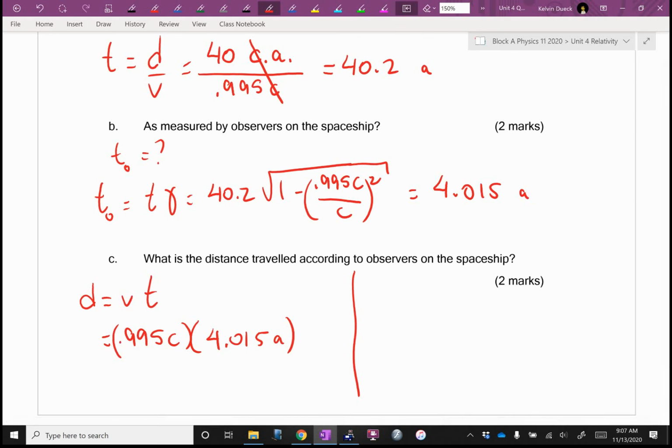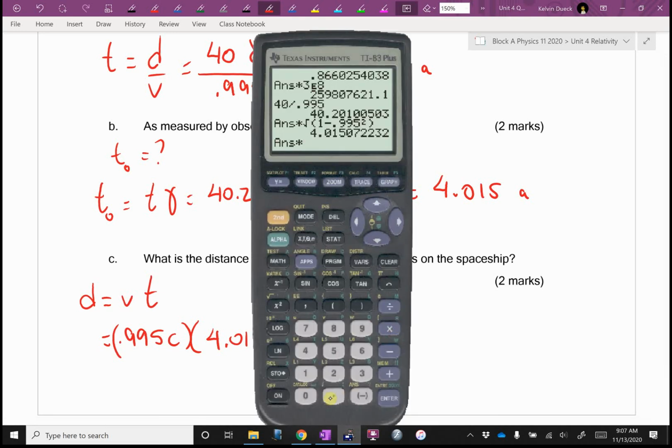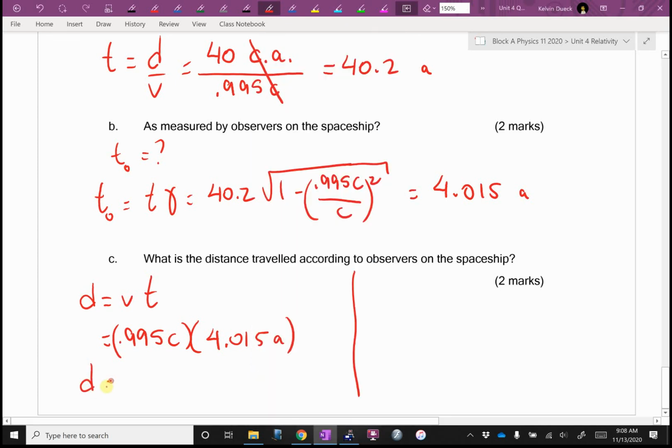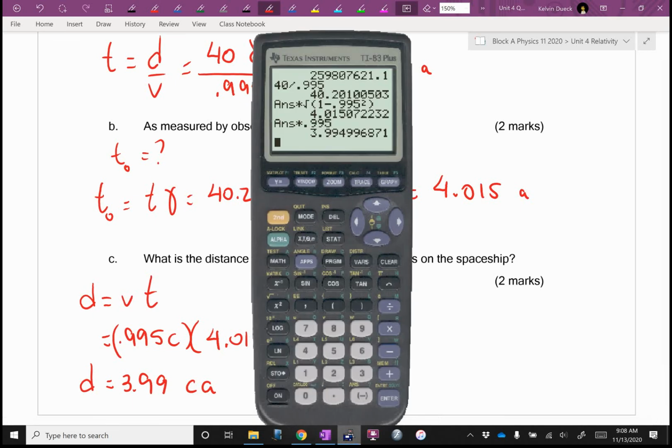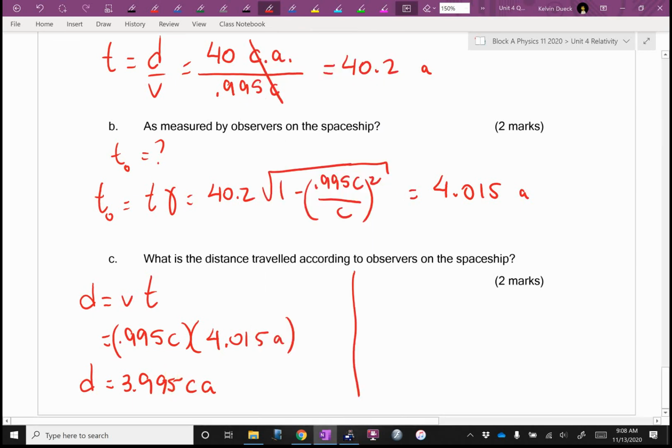This is really why at the beginning of the year I did that dimensional analysis unit conversion shtick, is you can look at your units and say, I got the right units, this must be what I do with these numbers. So if I take this answer button and I go times 0.995, even though we have measured the distance to be 40 light years, they will only travel 3.99 light years. Yep, 3.995. I'll even add the extra sig fig to make you happy.